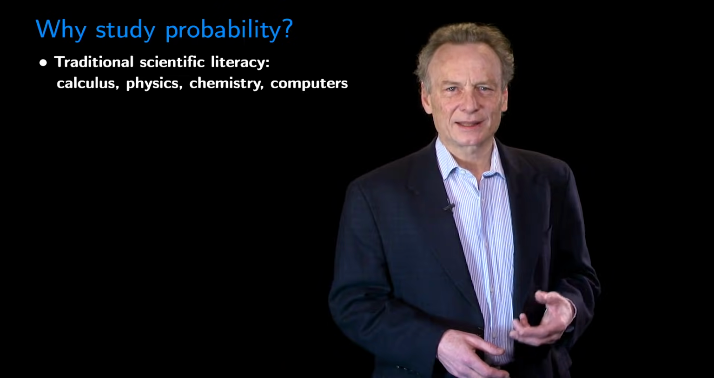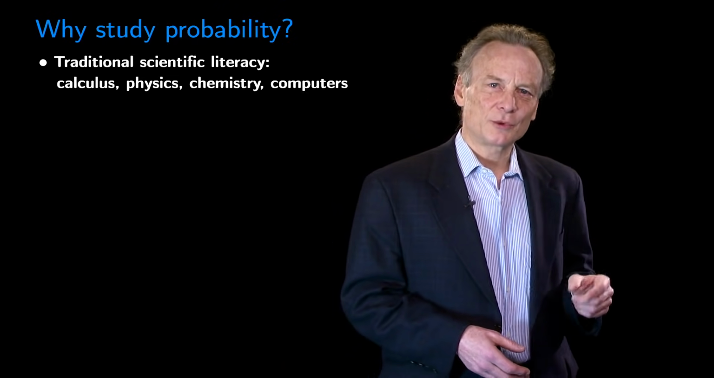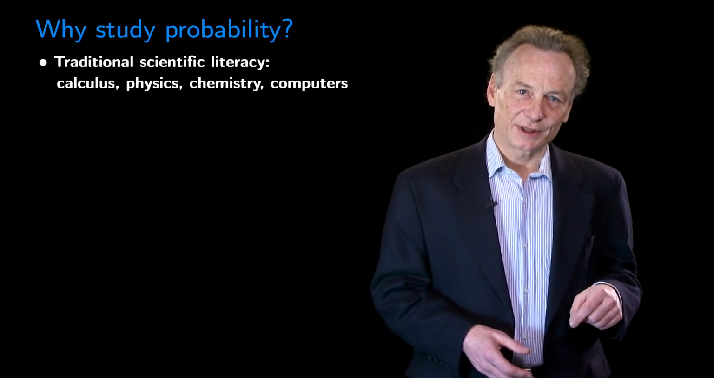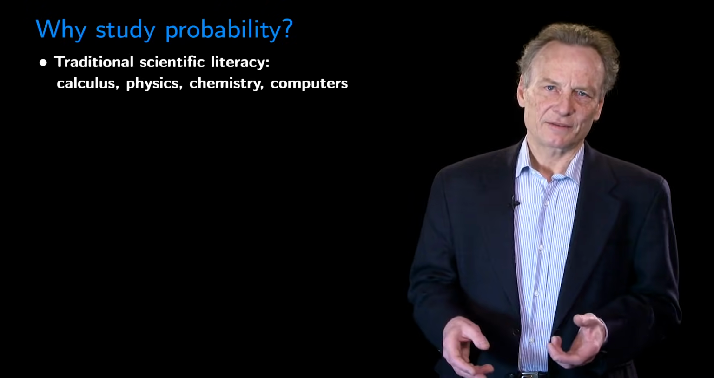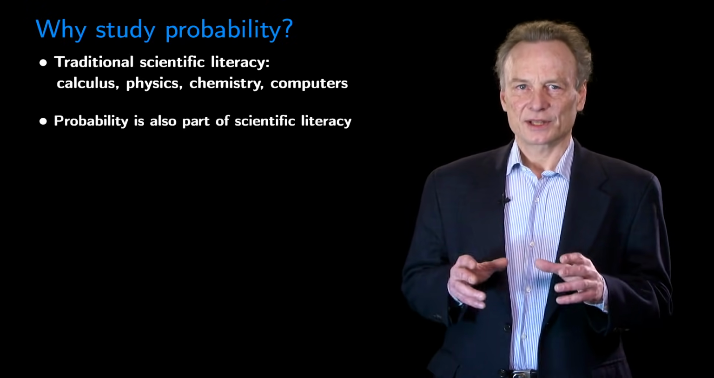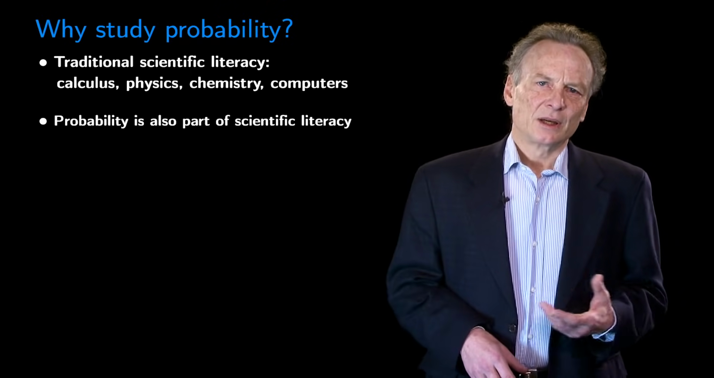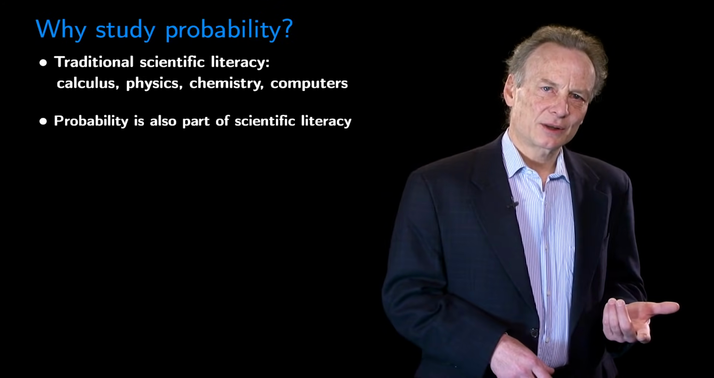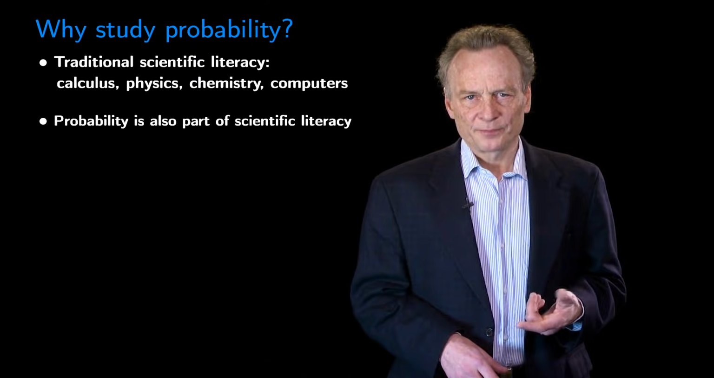In fact, I predict that for most of you in your careers, you're more likely to have to deal with uncertainty, for example, analyzing noisy data, rather than having to calculate integrals. Probability is now a central component of scientific literacy. What is it that has changed and caused this shift? I can think of two main factors.